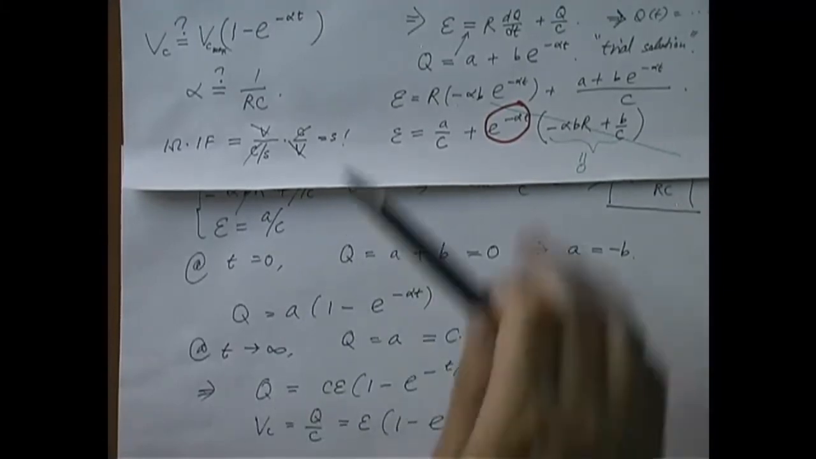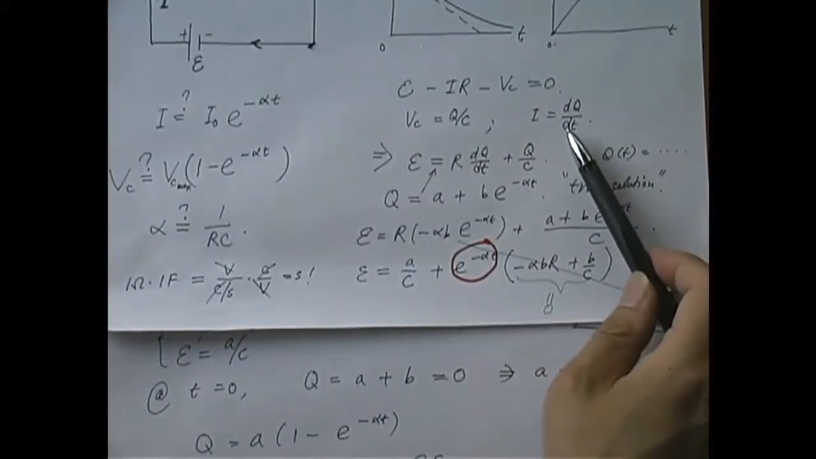All right, given VC and given Q, how does one find the current now? Well, isn't it true that the current is dq over dt? Now that we know Q, which is right here, the full expression, I equals what? dq dt. Let's just take a derivative. The first term is gone. The next term, the negative sign cancels. You get C epsilon over RC. C is gone. Epsilon over R e to the negative t over RC.